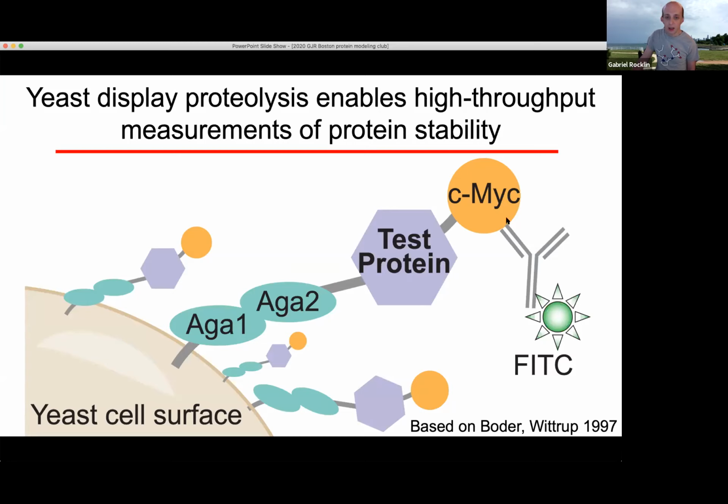So if the antibody labels the yeast, then that shows that the design successfully expressed and made it to the surface. And what we would do with these cultures of yeast is we would add protease. And if our test protein is very unstable, it gets cut very quickly by the protease. But if it's folded and stable, then it gets cut very slowly. So if we use flow cytometry to collect out the fluorescent yeast, then we collect the yeast that encode the stable designs, and we do deep sequencing to figure out what all those designs were.